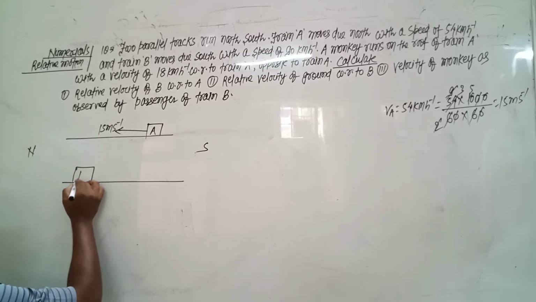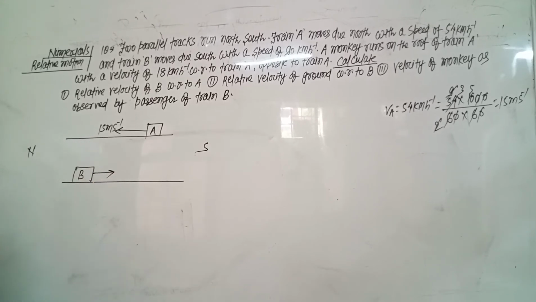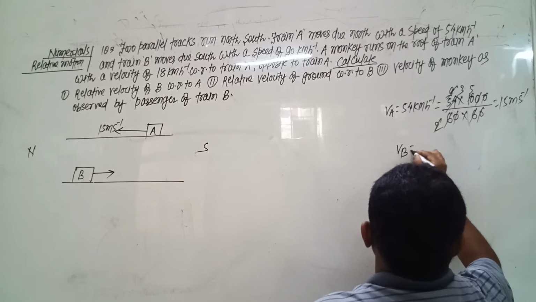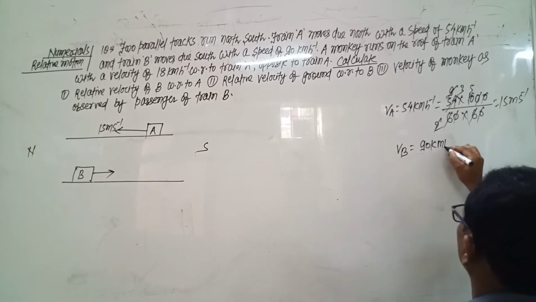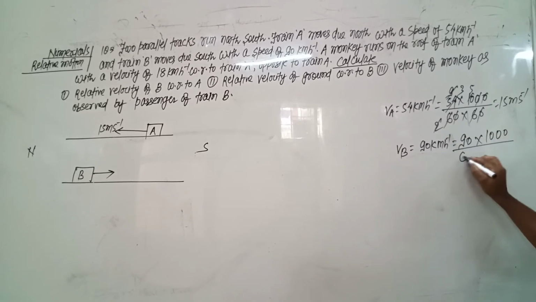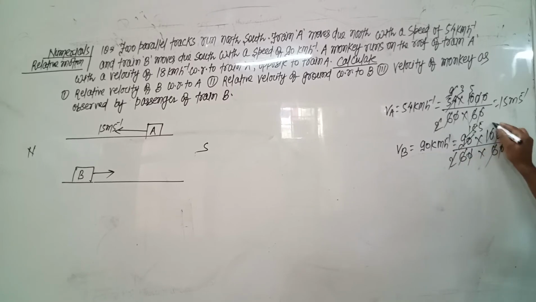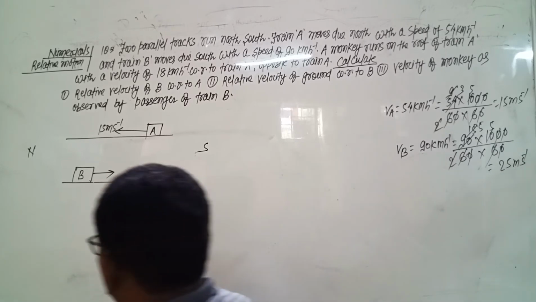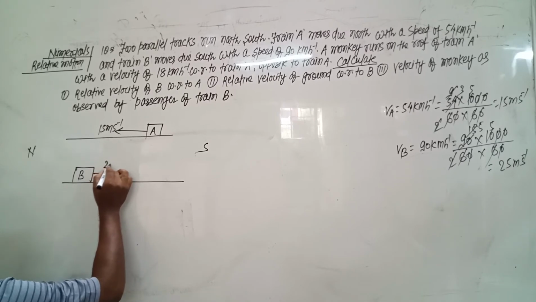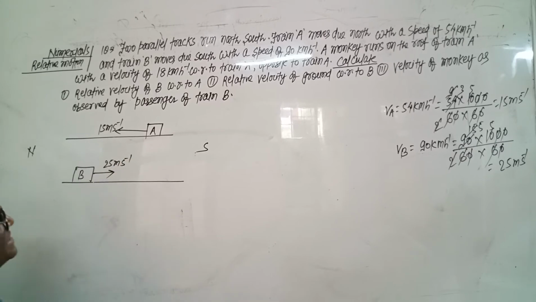There is another train B which moves due south with a speed of 90 km per hour. Convert into meter per second: 90 into 1000 by 60 into 60. This comes to be 25 meter per second. Train B is moving towards south with a speed of 25 meter per second.